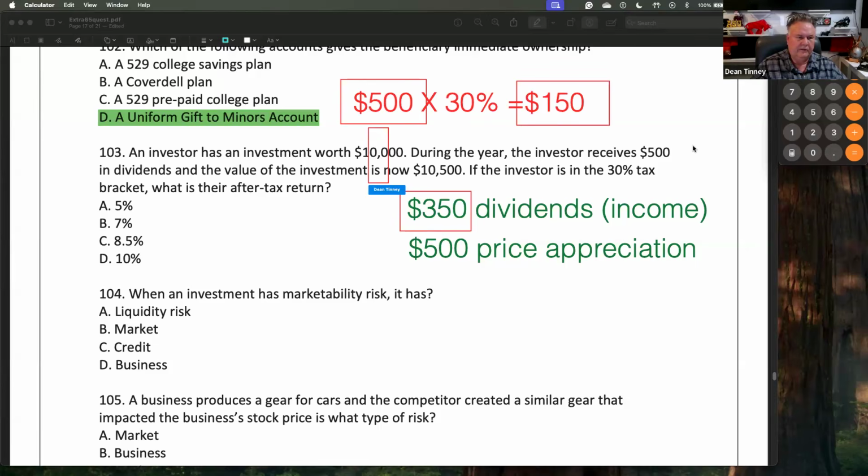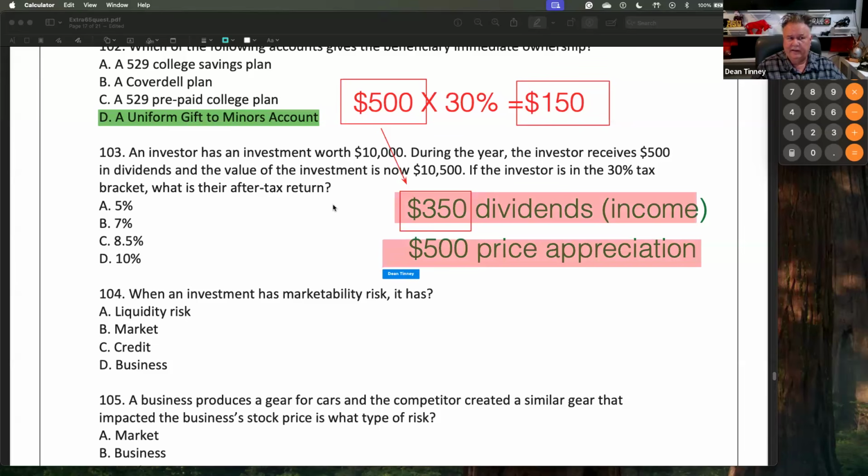Oh, and then we said this is again performance measures, and this is total return. So they're asking me total return again: what I made from income plus what I made from price appreciation. By the way, I haven't realized this yet, so I don't owe taxes on the 500 because I haven't sold it. So I have made $850, and to make that $850, I may have spent $10,000. And so it looks like I made 8.5%.